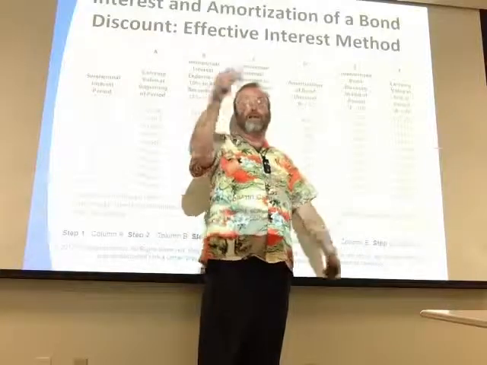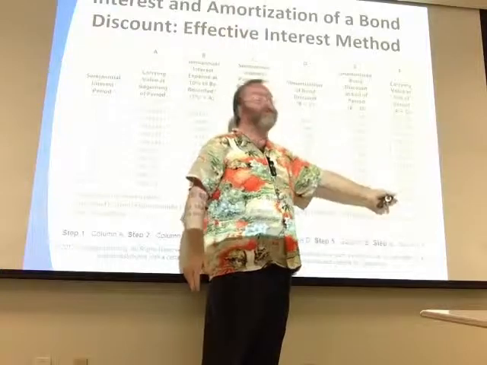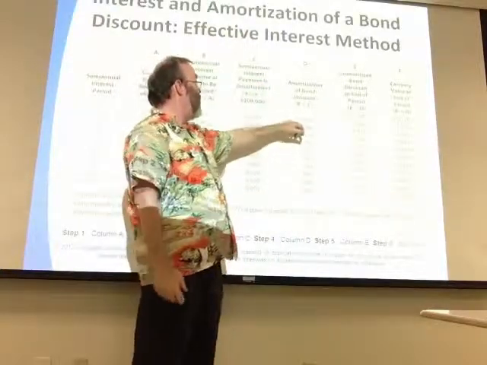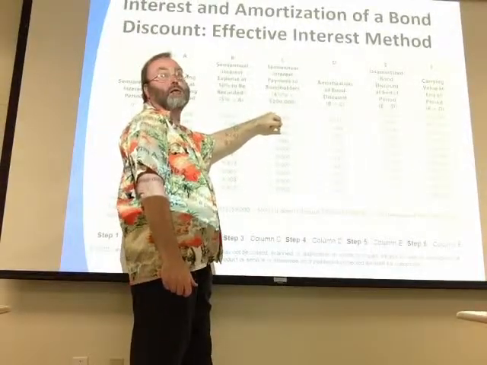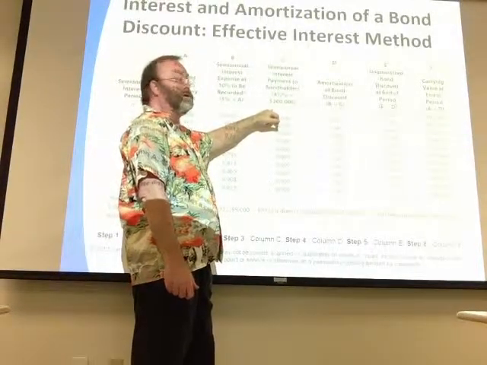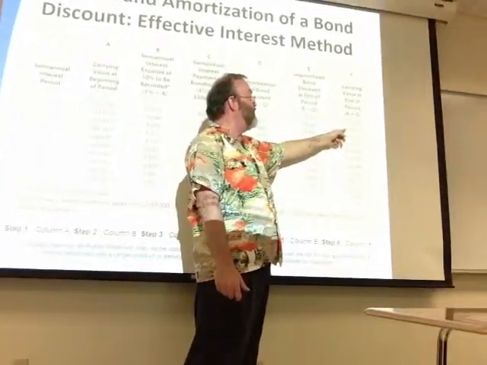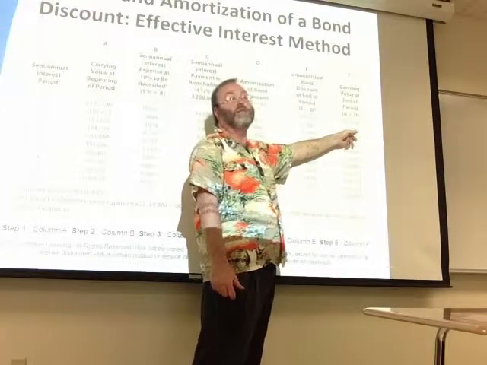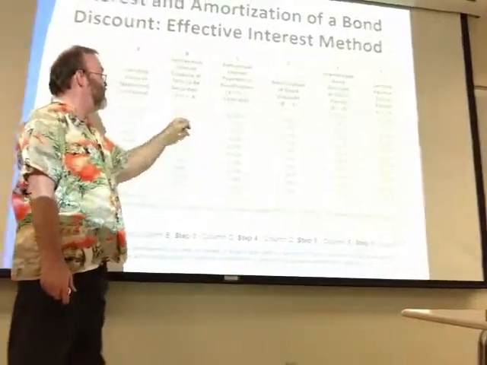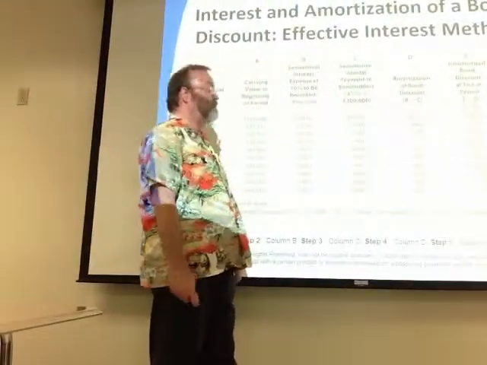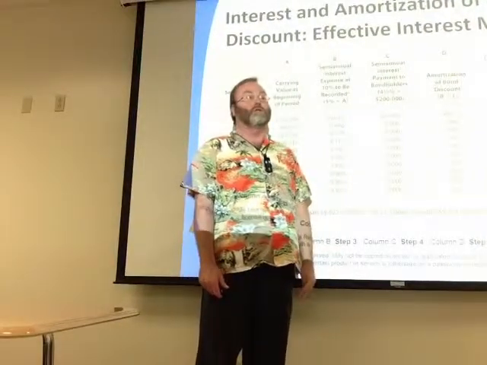So how are you going to get there from here to here? You're going to have to add something to it every 6 months to get the carrying value up. So you're going to add the excess of the expense over the cash that you paid. $615. Now the bond has a carrying value of $192,913. Multiply that by 5%. You get $9,646. That's how a discount works.